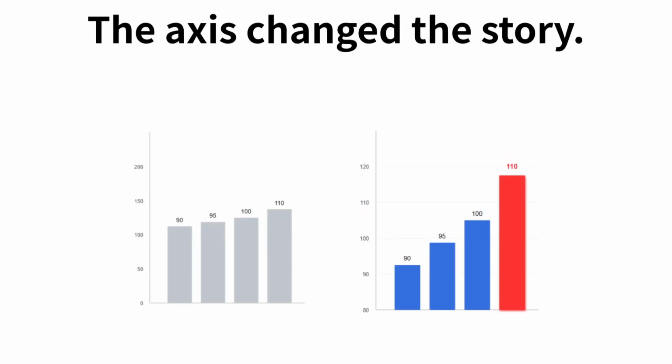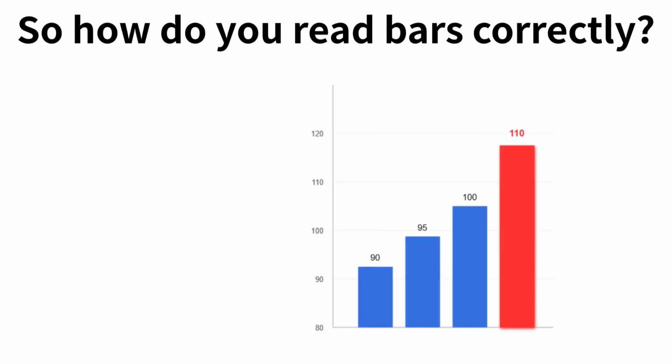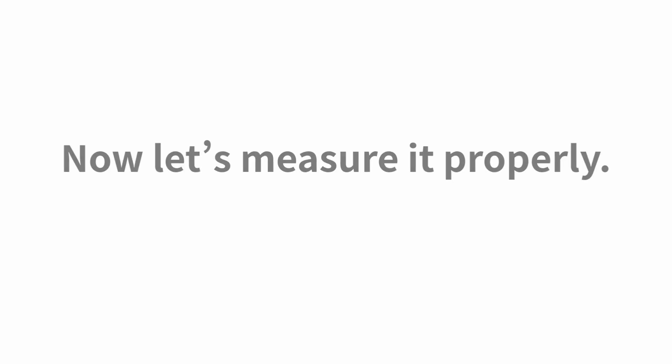The numbers didn't change, the bars didn't change, the axis changed the story. And your brain followed the height. Before you compare height, check where the axis begins. If it doesn't start at 0, your perception changes. Rule number 1. Check the axis first. If the axis can change the story, let's actually calculate the difference.